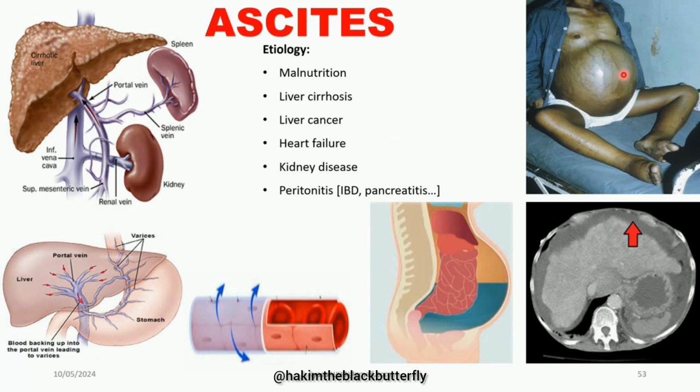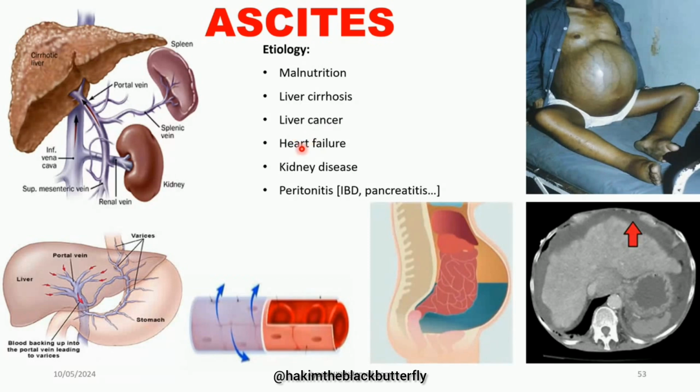Okay, so usually patients with liver cirrhosis as a result of, let's say, excessive alcohol consumption, or the result of viral hepatitis, or patients with masses in the liver, those masses can obstruct blood vessels, and always these patients present with ascites.